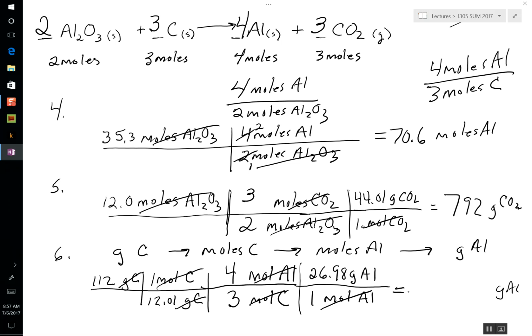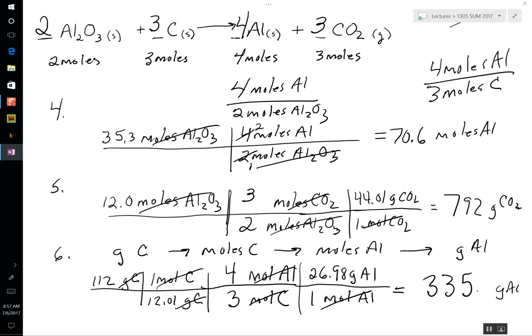And this is your least accurate number right here. You know the mass of this carbon to 3 significant figures. So the best way to report the mass of the aluminum is 3 significant figures. What do you got? 335 grams of aluminum. Okay.